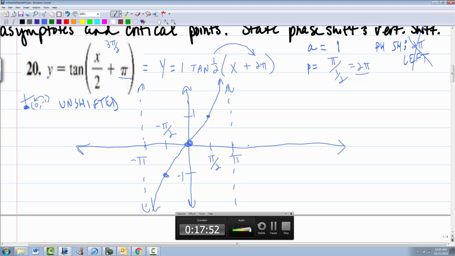1 pi over 2. 2 pi over 2. 3 pi over 2. Sorry for the color blinds if you are. It has happened, but I do like to use colors. 3 pi over 2. What's next? 4 pi over 2. 2 pi. 5 pi over 2. No change. 6 pi over 2. What's that? 3 pi. And then that's where our next asymptote is.